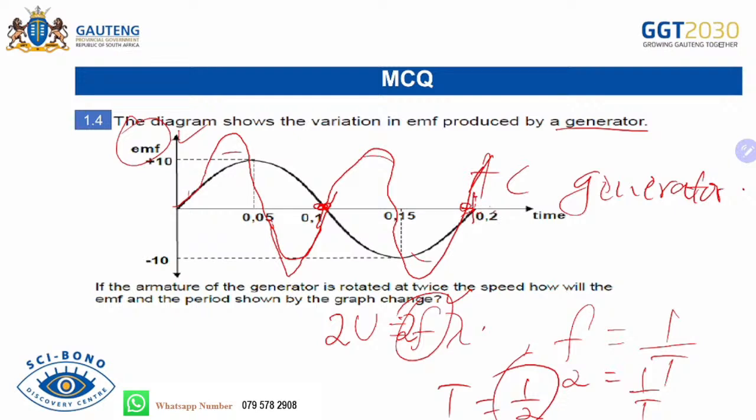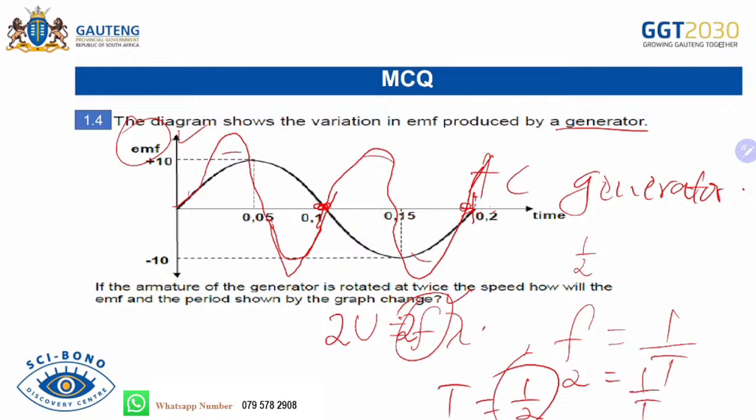We have increased the speed by the factor of 2. Frequency will also increase by the factor of 2. That is why we will have 2 waves in 0.2 seconds, right? Because we've increased that by the factor of 2. But what about the period? If we increase the speed by the factor of 2, the frequency will increase by the factor of 2. But what about the period? It will be 1 over 2. So we are having 1 over 2 for period.